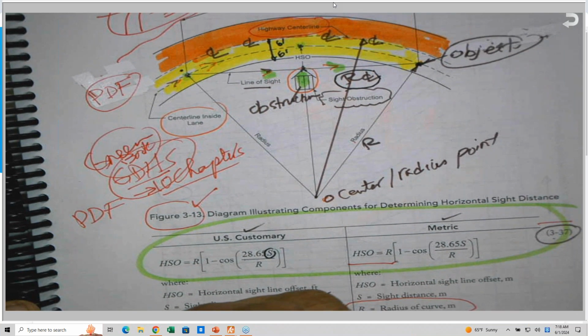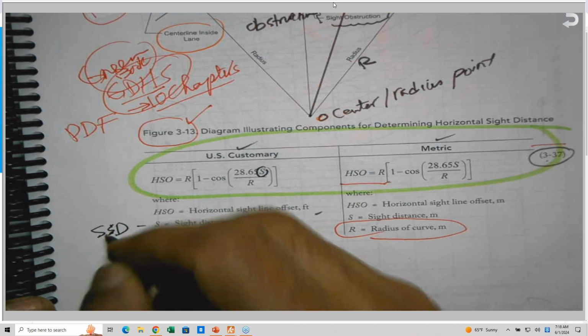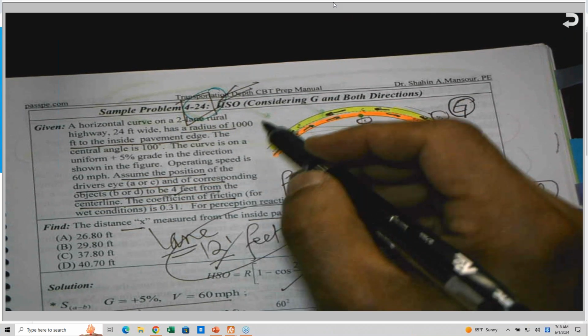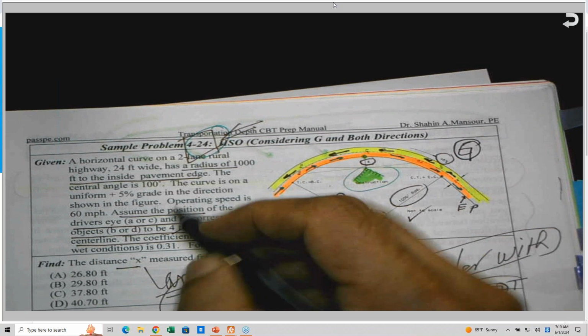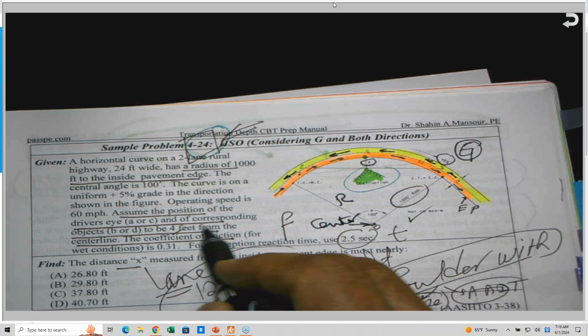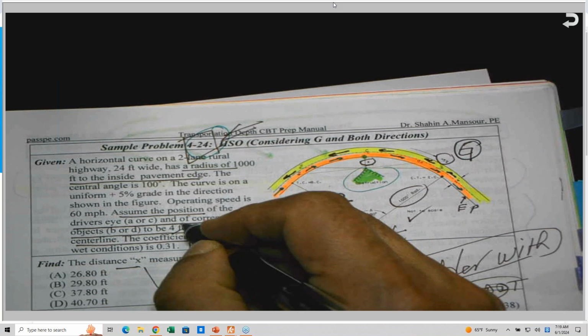Here we are talking about the SSD, the stopping sight distance. The SSD is not the passing sight distance. So if you look to the solution that I gave, I solved it both ways. This is a problem here. It's a very good problem, as I told you. So the center line of the inside lane is not the reference. In this case, the reference is going to be, okay, assume the position of the driver's eye, A and or C, and the corresponding object. So 4 feet from the center line, so it's not 6 feet.